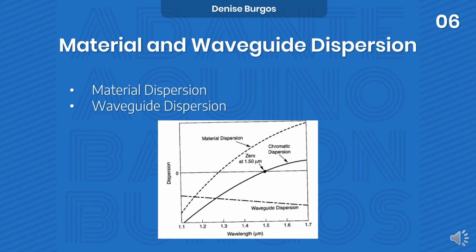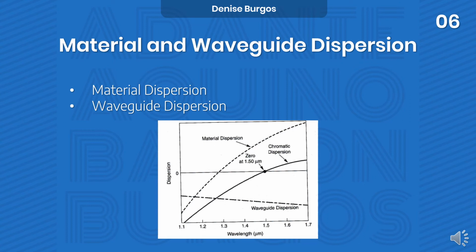Material and waveguide dispersion. Material dispersion is caused by a change in the fiber optic material's refractive index with different wavelengths. The higher the index, the slower the light travels. It is undesirable to change this due to the desirable intrinsic properties of the chosen material for optical fiber, most likely silica. Waveguide dispersion is due to the distribution of light between core and cladding. Since waveguide properties depend on wavelength, changing the wavelength affects how light is guided along the fiber.